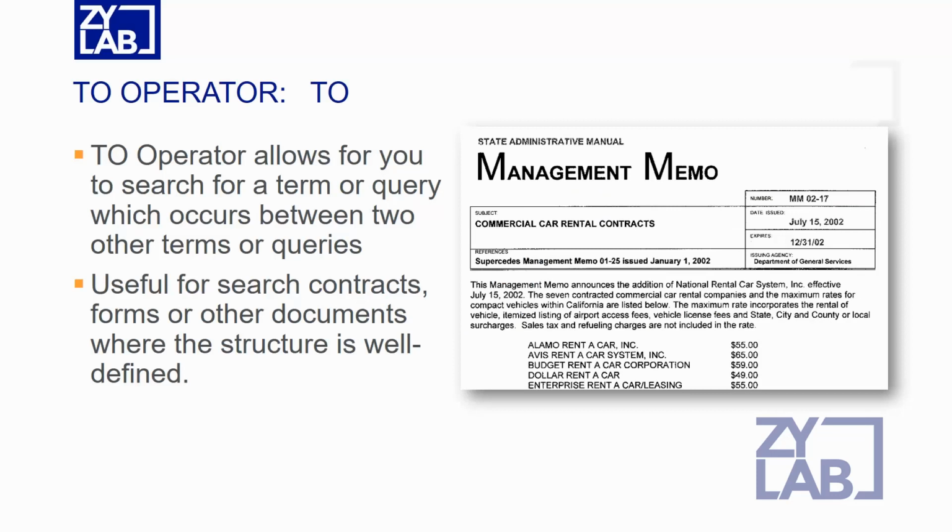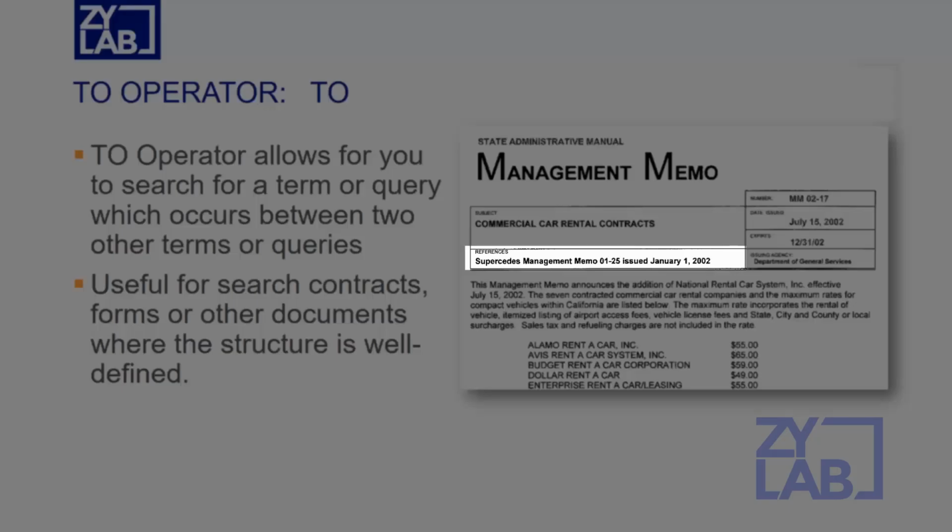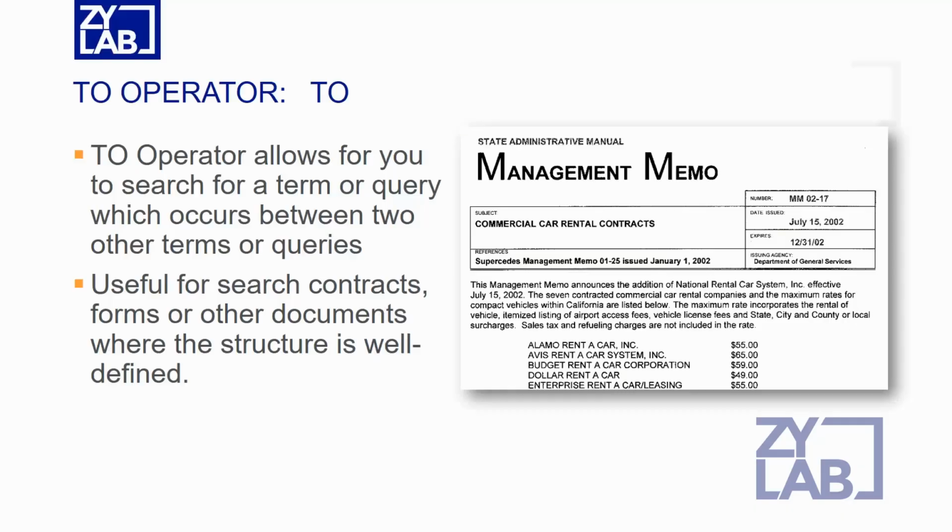The to operator allows you to search for occurrences of a term or query falling between 2 other terms or queries. The to operator can be useful when searching contracts, forms, or other documents where the structure is well defined. For example, a memo may have a known format in which standard headers or labels are used, such as subject, references, numbers, etc. These word terms could be used as separators to search only within those areas of the document.